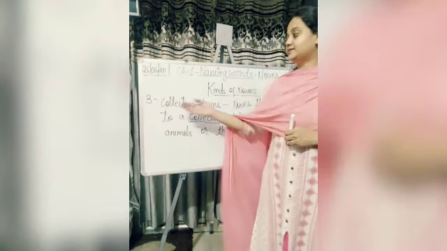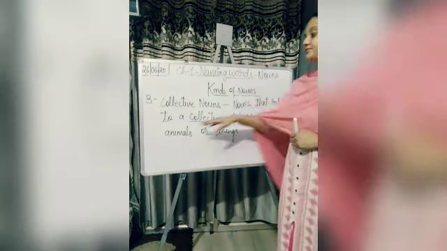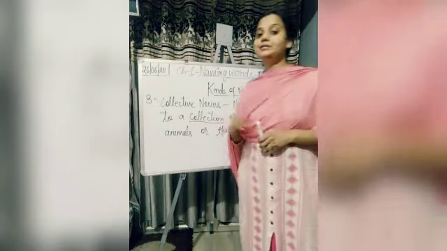Okay, so now let's understand the third kind of noun, that is collective nouns. Nouns that refer to a collection of persons, places, animals or things are known as collective nouns.